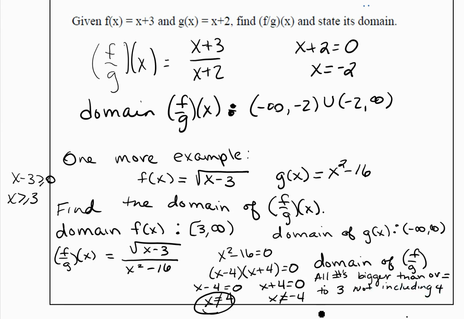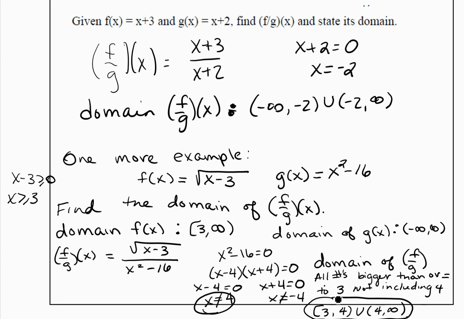So how we would write this: we want to start at 3, so we would go 3 up to 4, with a parenthesis so we leave out 4, then start with 4 again and go to infinity. So that would be our domain. That's how we would write it.